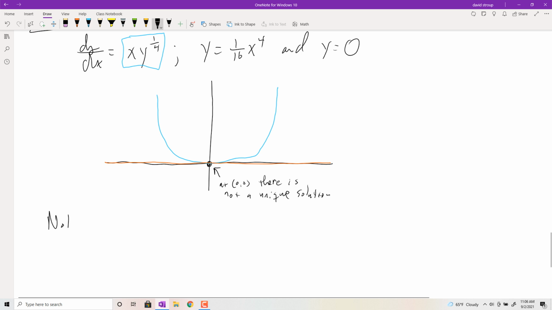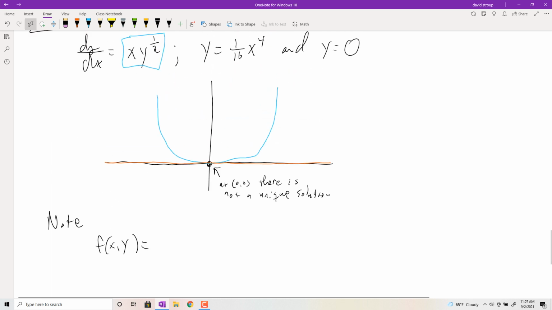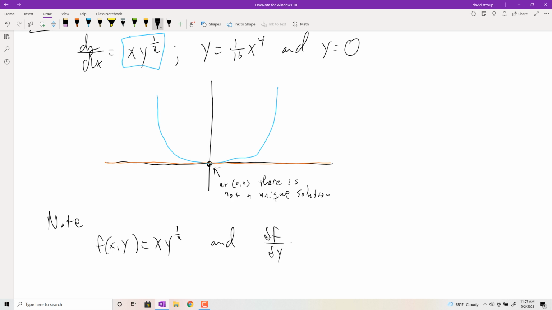Okay, so let's note that. f of xy equals, that should be x y to the 1/2. Sorry. So notice f of xy is xy to the 1/2. And let's get the partial of f with respect to y. That'll equal 1/2 xy to the negative 1/2. Let's rewrite it. So we get x over 2 square root y.